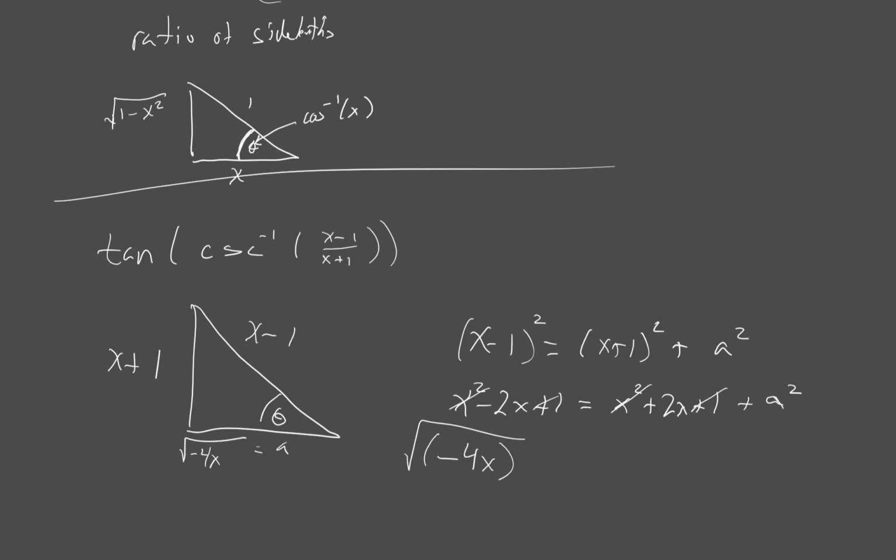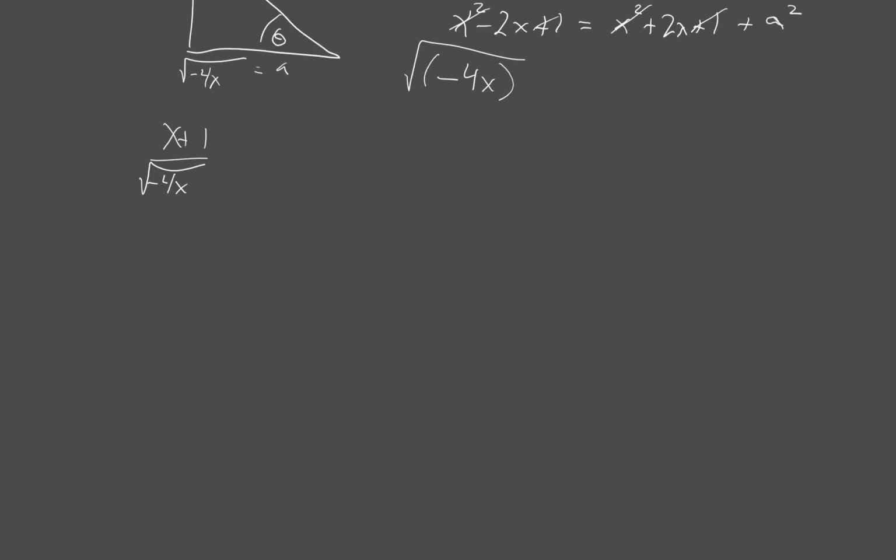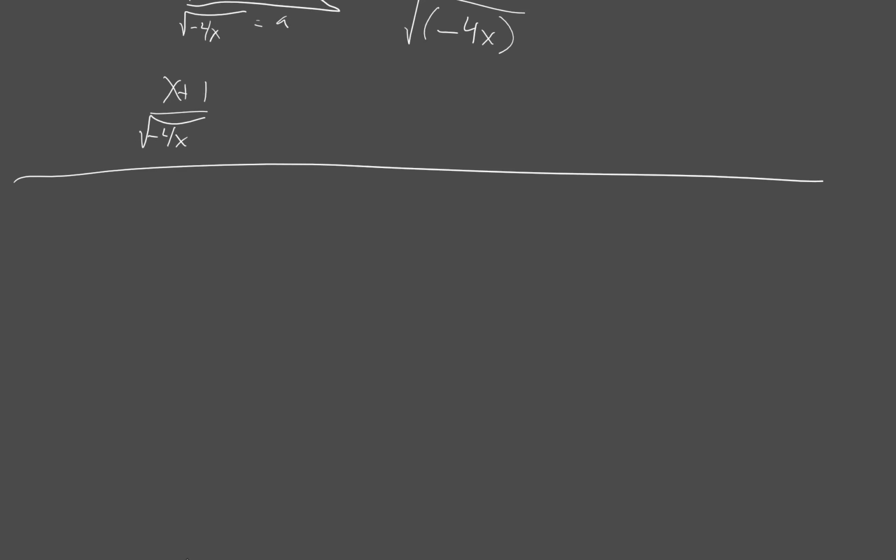And so the tangent, which is opposite over adjacent, is going to be (x plus 1) over the square root of negative 4x, and we're hoping that the x value is going to be negative. Yeah, that's fine. Okay, so there's what we've got for that one. But we draw the picture of the triangle, and then we figure out what the ratios do. Okay, let's do some differentiation now.